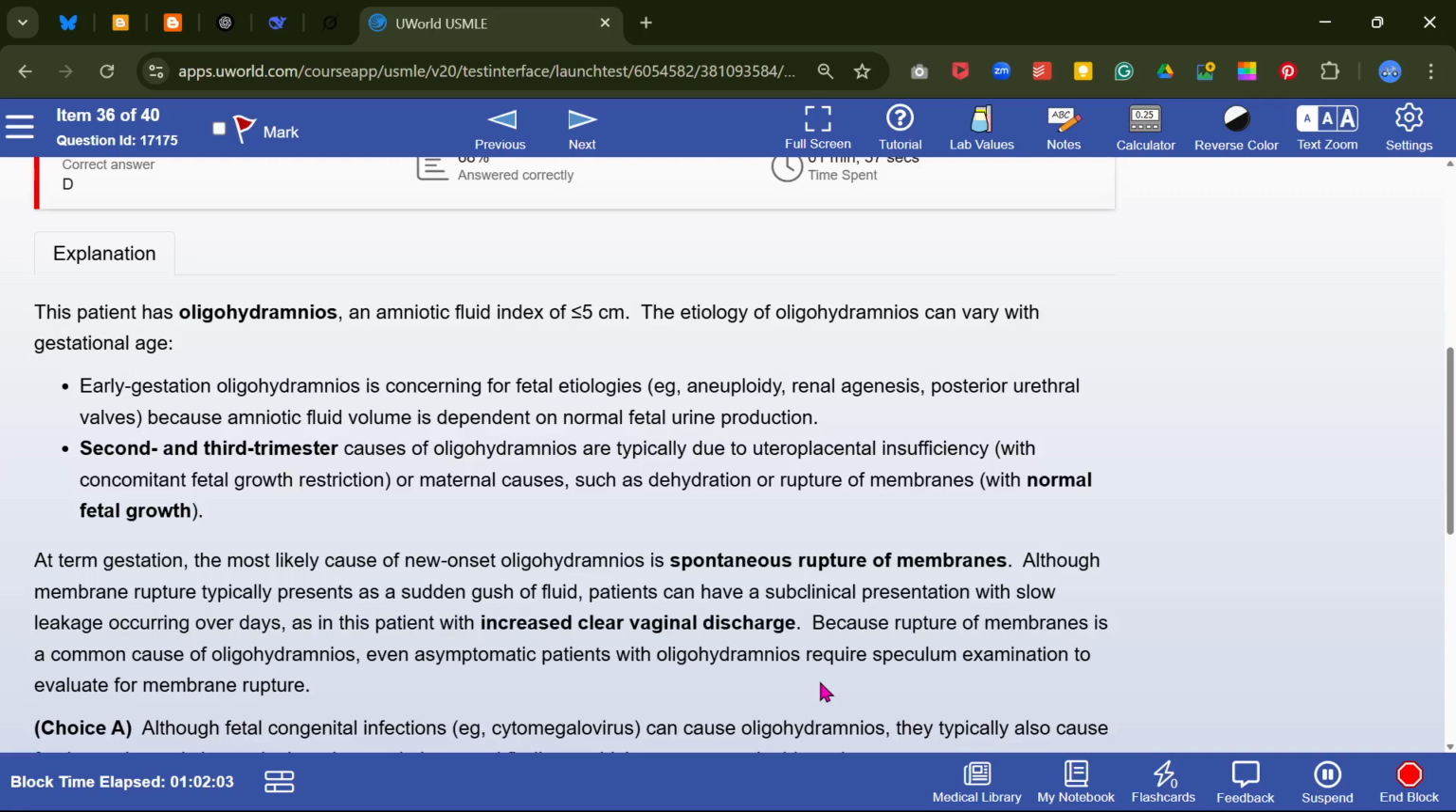with increased clear vaginal discharge. Because rupture of the membrane is common in oligohydramnios, even an asymptomatic patient with oligohydramnios requires examination to evaluate for membrane rupture. Okay.